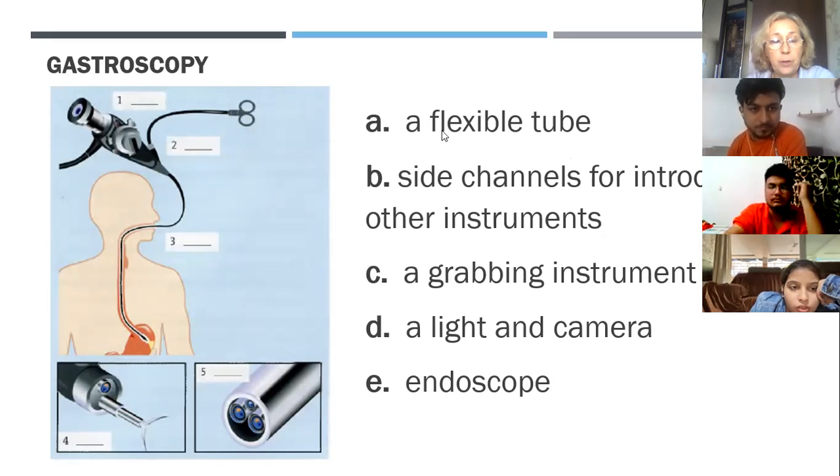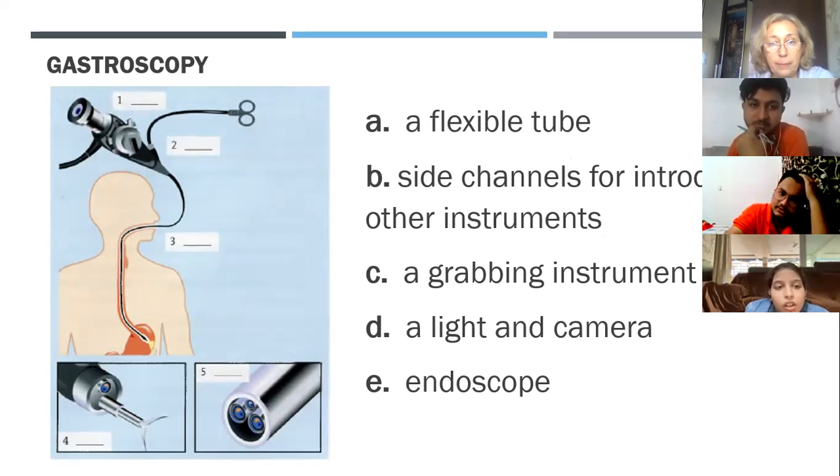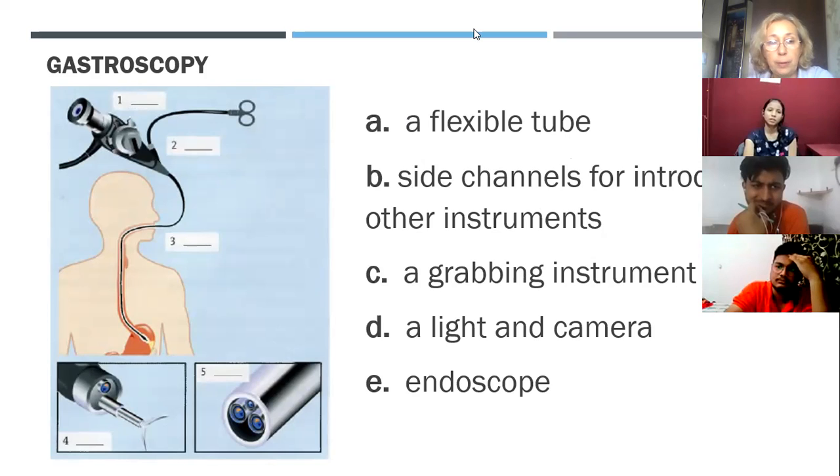So what is the first picture? Endoscope. Yes, ma'am, the device, the endoscope itself. Picture number 2. Ma'am, it is a side channel for introducing other instruments. Side channel. Number 3. Ma'am, the flexible tube.